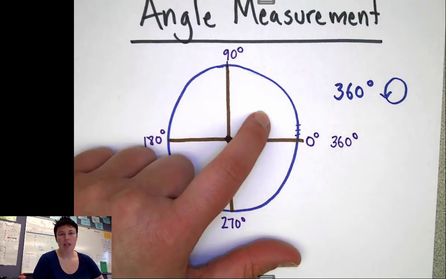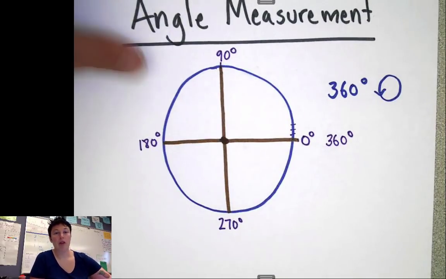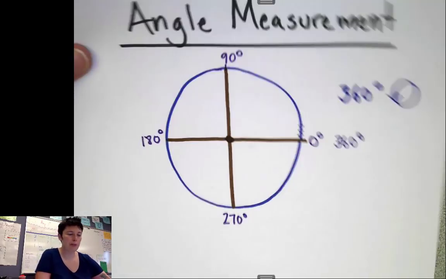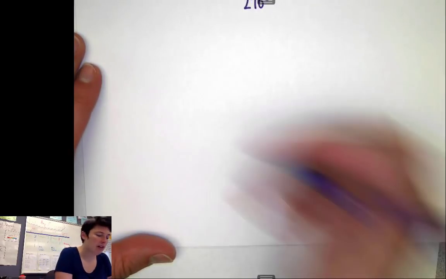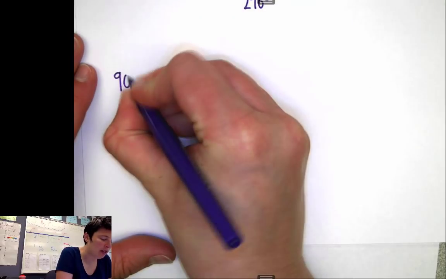Here's what I'm going to do. I'm going to take the idea of the circle and go down below and draw some angles without the circle. So let's imagine I told you down below here that we had a 90-degree angle.